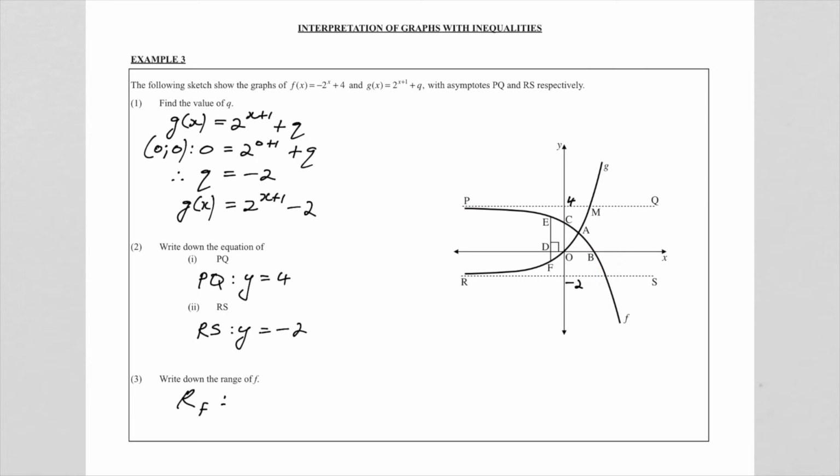So this graph will never cross that y = 4 line. So that means the range is less than 4 because we can't include the 4 because it's an asymptote. So it's all the y values less than 4. That is the range of f. So we can now say that y must be less than 4. So that is our range.